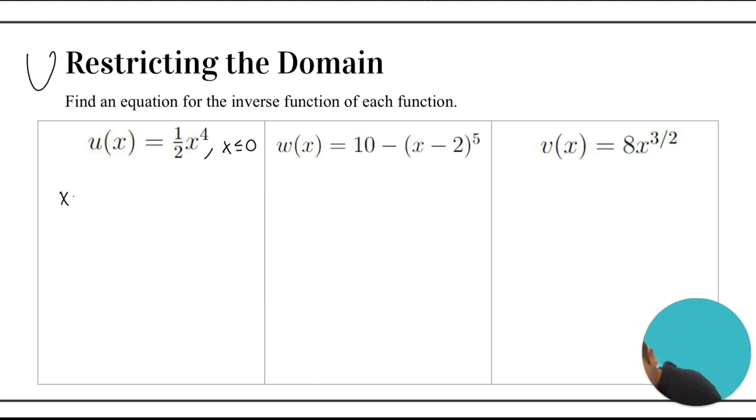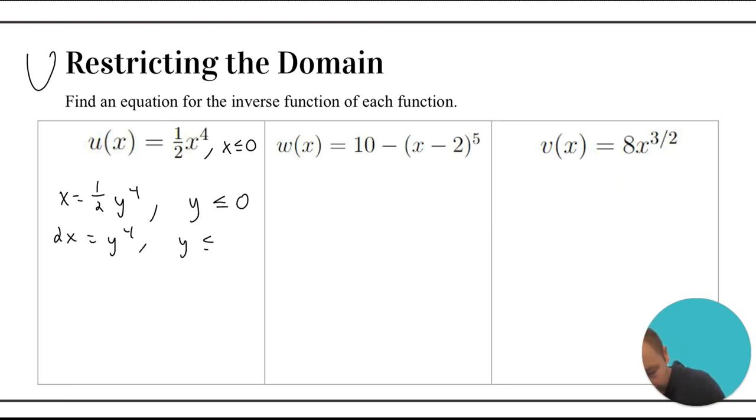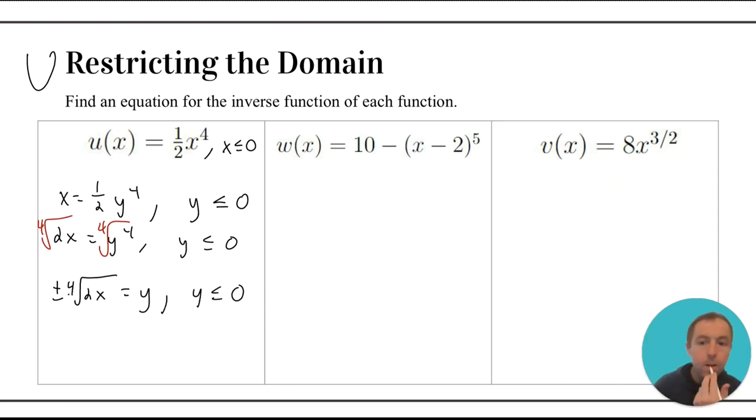So then we can say that x is going to be equal to 1/2 y to the fourth now, and then also put in this restriction where y is going to need to be negative. So before you can fourth root both sides, you're going to have to get rid of the 1/2. So multiply both sides by 2. And then you can fourth root both sides. Because you're doing an even root there, you're going to get both plus and minus. So the plus minus fourth root of 2x is going to be equal to y. Y is less than or equal to 0.